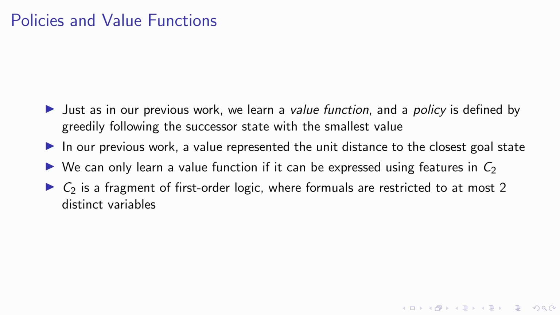In this paper, we also learn policies indirectly by learning a value function. In our previous paper, the value function predicted the unit distance to the closest goal state. We do not have a similar interpretation of the value functions learned in this paper, since the value can drop by more than 1 in a single transition, but the closer we are to a goal state, the lower the value.